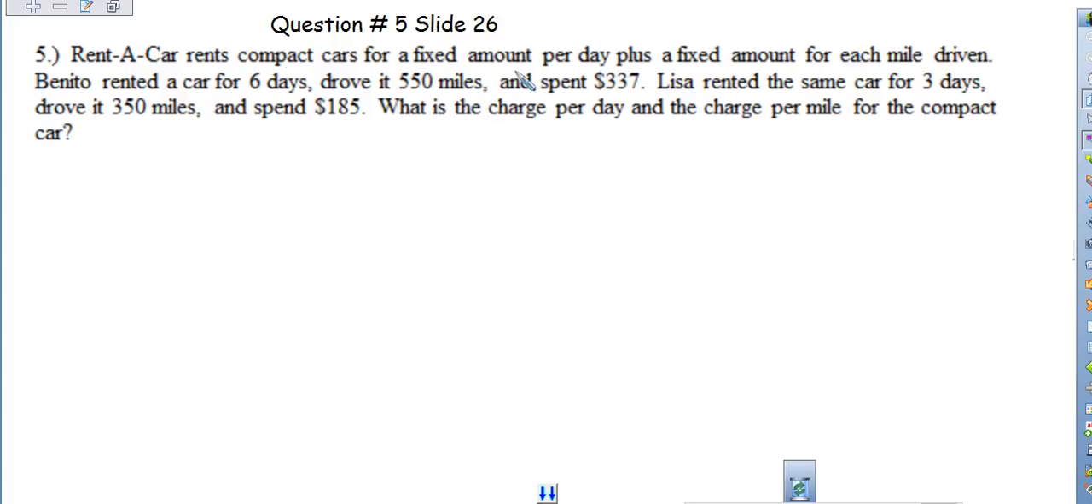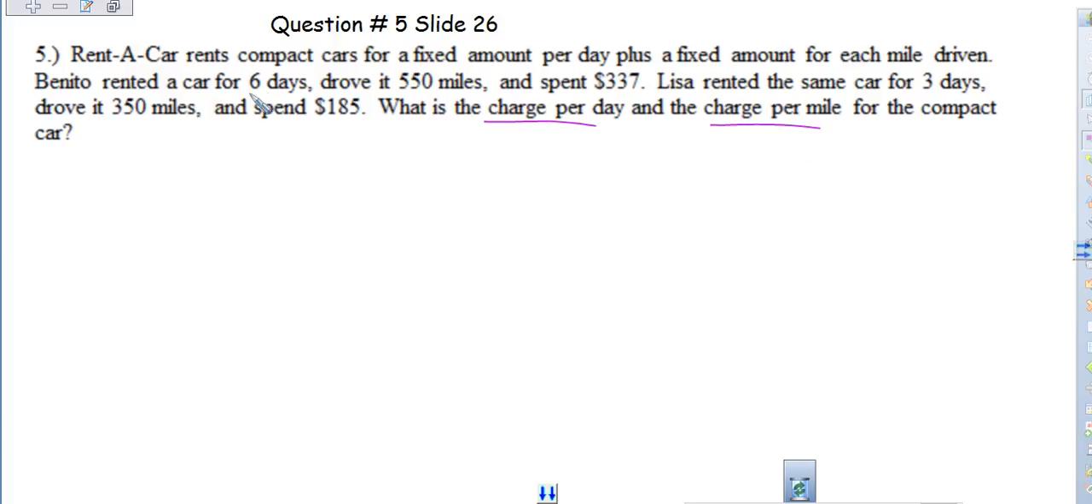Okay, so a rent-a-car company rents cars for a fixed amount per day plus a fixed amount for each mile. 6 days, 550 miles, spent $337. Same car for 3 days, 350 miles, spent $185. What is the charge per day and the charge per mile? Okay, charge per day, charge per mile, that's what we're looking for.